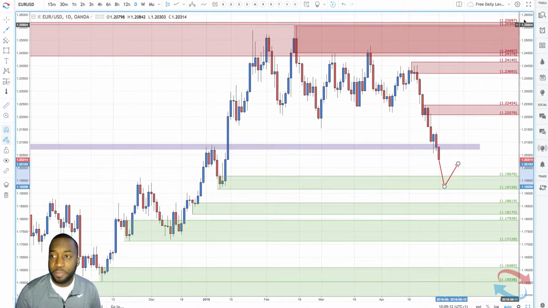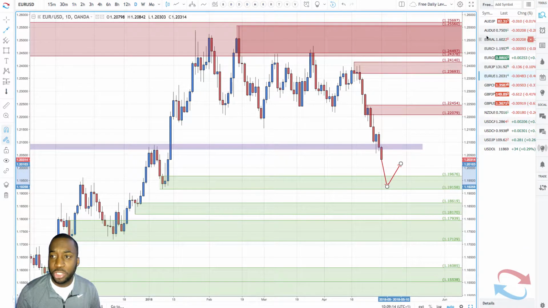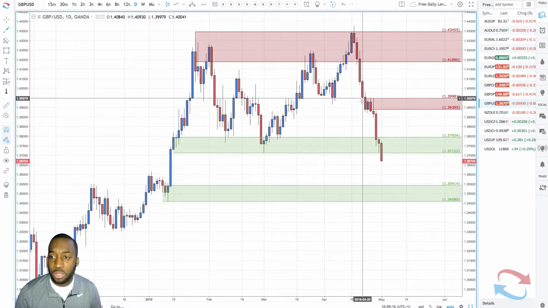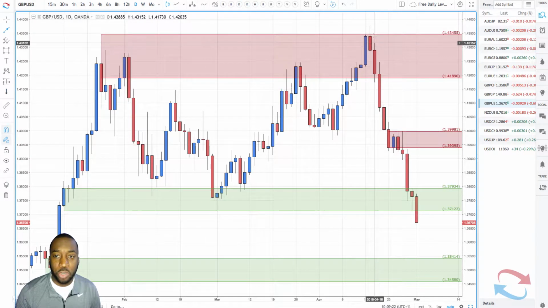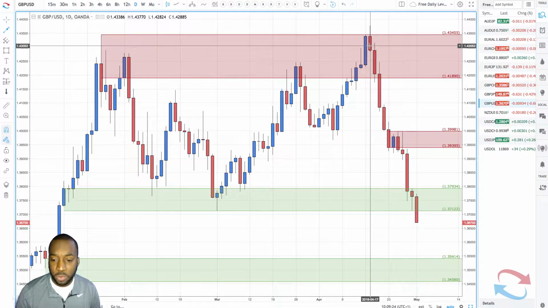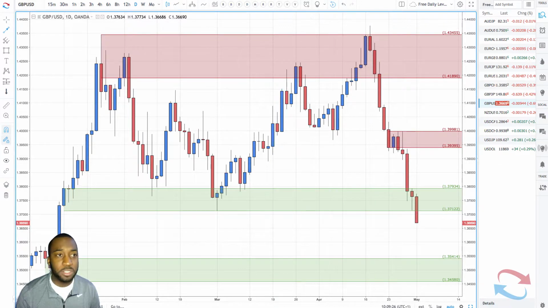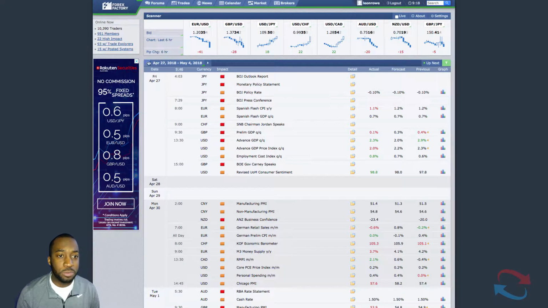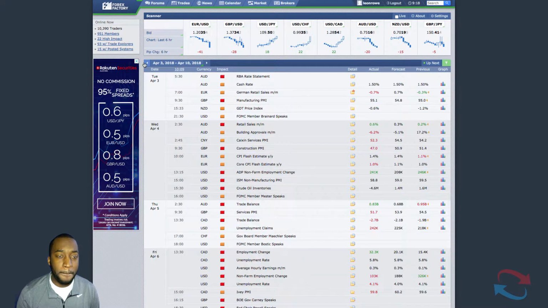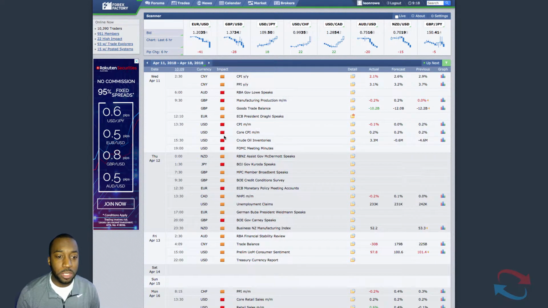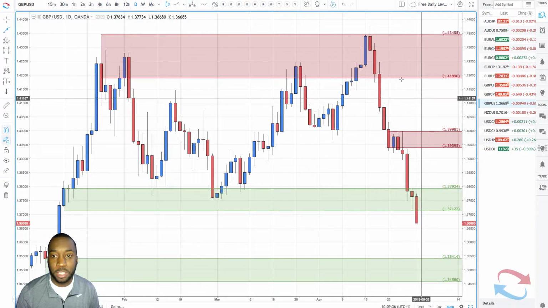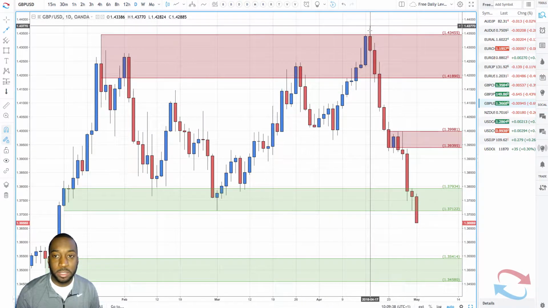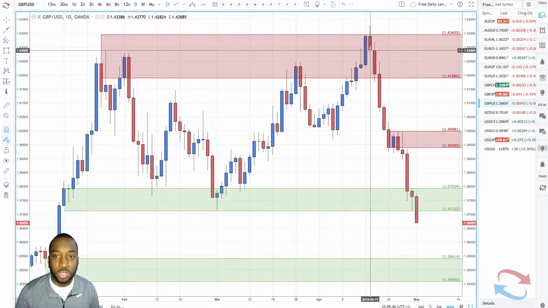Now, we also had a situation on the pound dollar a few weeks back. Prices had come up into the top end of our supply zone, and this was April the 17th. So let's go to the 17th on Forex Factory. What happened on this day to produce this type of bearish candlestick formation?